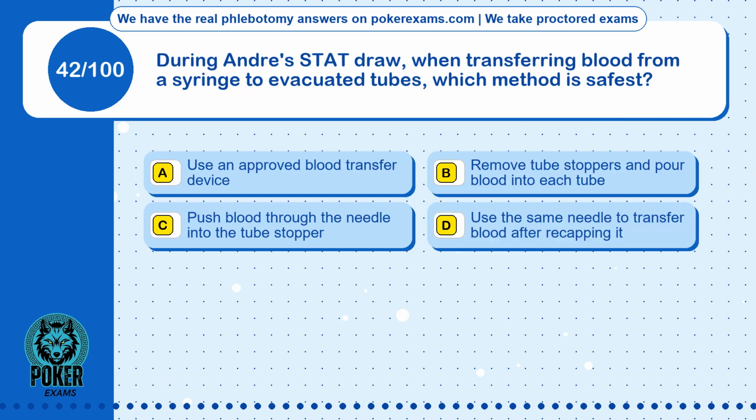Question 42. During a stat draw, when transferring blood from a syringe to evacuated tubes, which method is safest? Option A. Use an approved blood transfer device. Option B. Remove tube stoppers and pour blood into each tube. Option C. Push blood through the needle into the tube stopper. Option D. Use the same needle to transfer blood after recapping it.